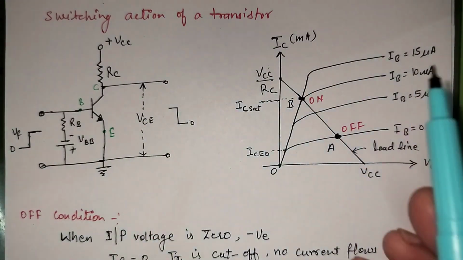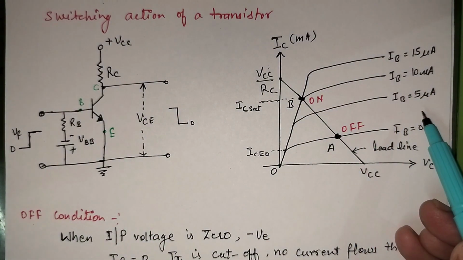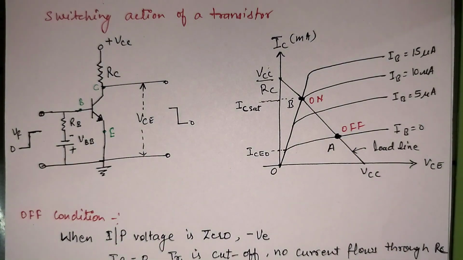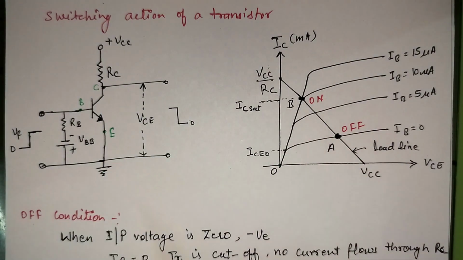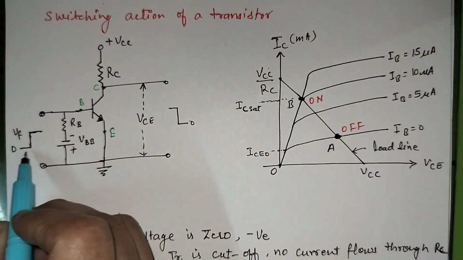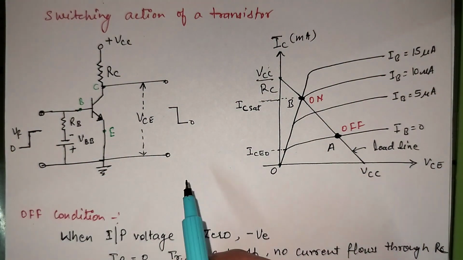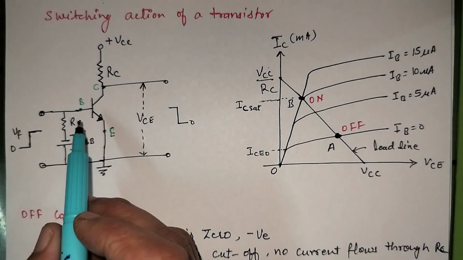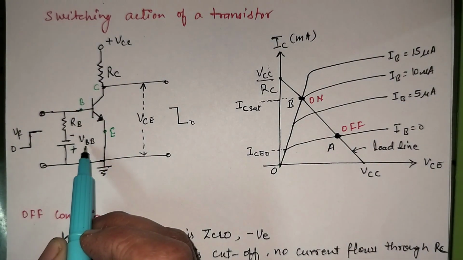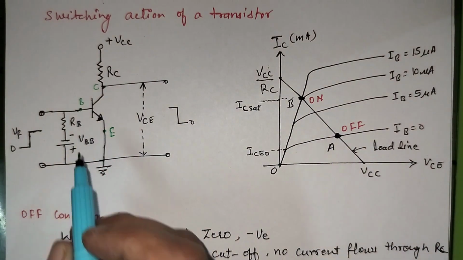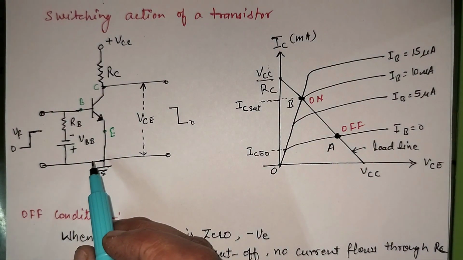Now we'll understand the switching action of a transistor with the help of the output characteristic curve. Here we have used CE configuration. We have drawn output characteristic curve for various base current and also drawn a DC load line for this load resistor RC. We have used here at the input a step input voltage. Now to make the base emitter junction reverse biased, we have used a battery VBB. This is used to reduce the effect of the leakage current.